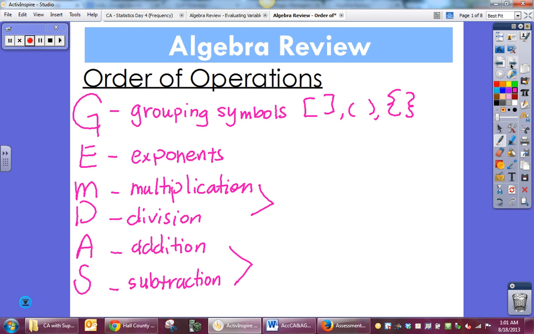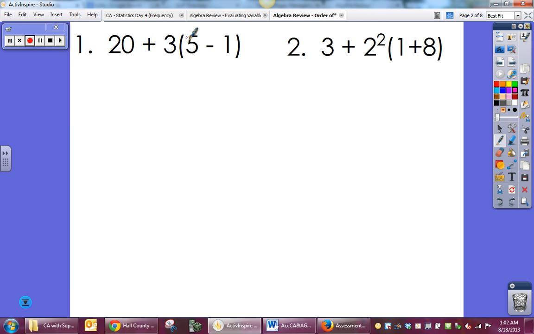So let's go ahead and look at a couple of examples, keeping in mind GEMDAS, or the order of operations, as we go. The first example, notice we have a set of grouping symbols right here. We have parentheses, so we're going to do what's inside of those first. So I'm going to do 5 minus 1, which is 4. Next, going down my order of operations, I have multiplication right here, and that comes before addition. So not adding the 20 plus 3, but multiplying the 3 times 4. So I've got 20 plus 3 times 4 is 12. And finally, I'm going to add those, and I get 32.